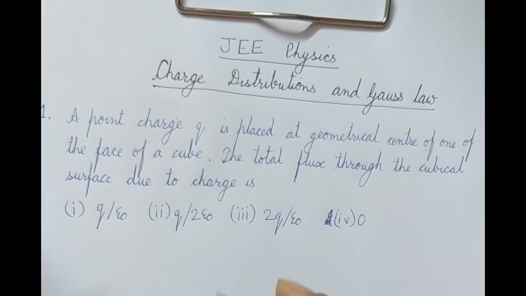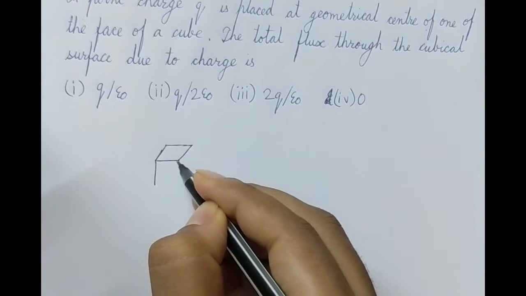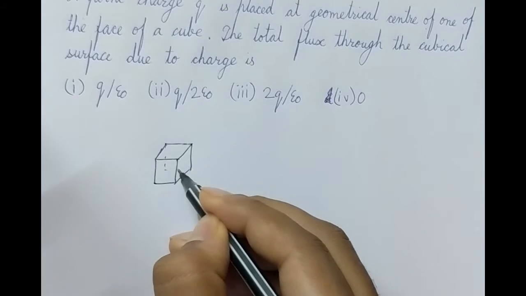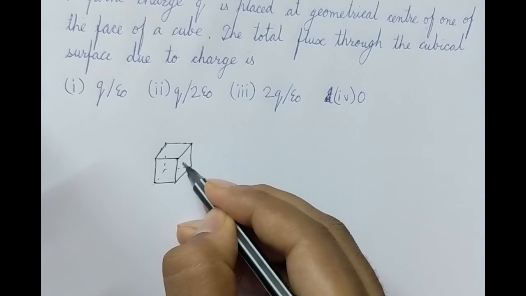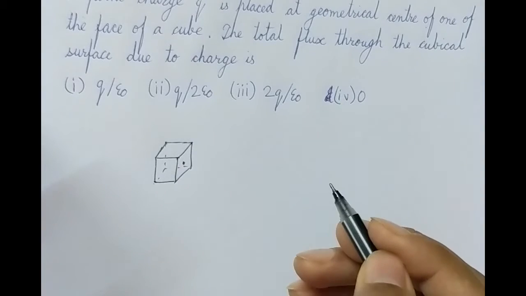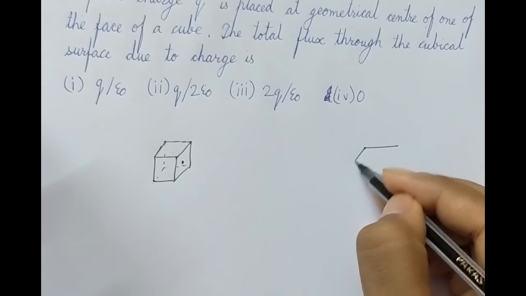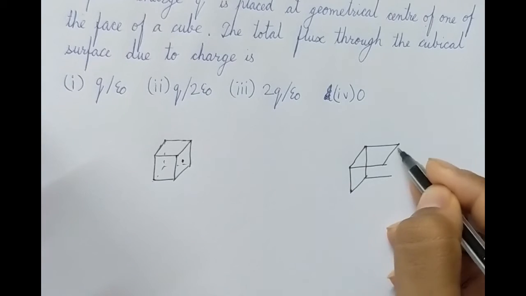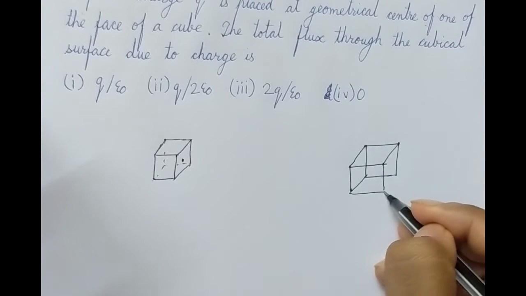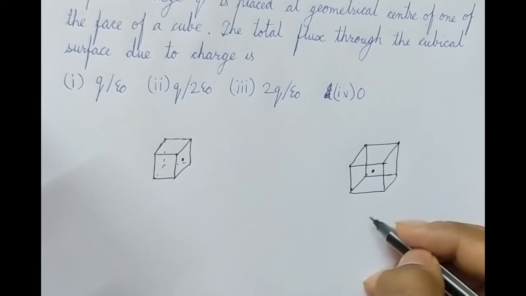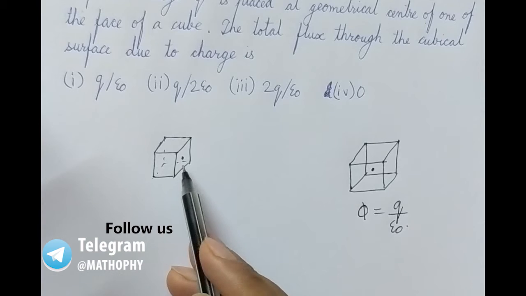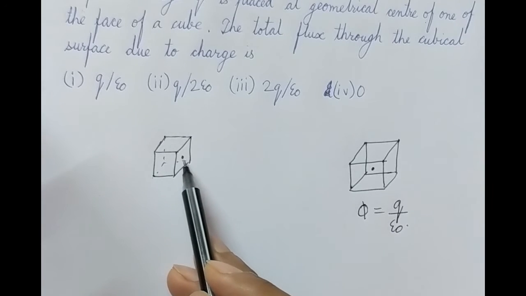So let's construct the diagram for this. We have a basic cube and the charge is placed on one of the faces, on this side face, exactly at the central point. Now we know that if a charge is placed at the center of any structure and it is enclosed on all sides by the structure, then the total flux from that charge is given by Q by epsilon naught. But in this problem, the charge is not at the center, it's hanging half outside.